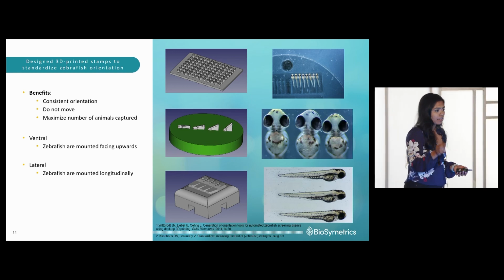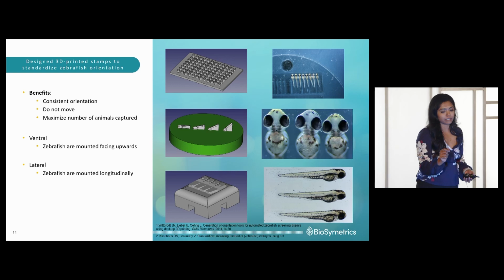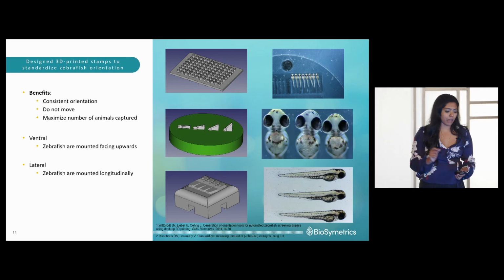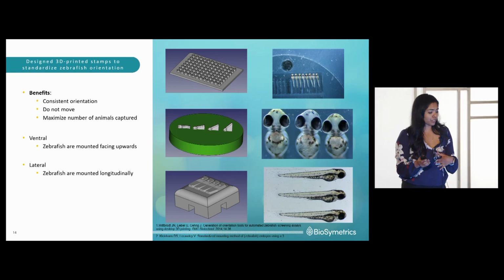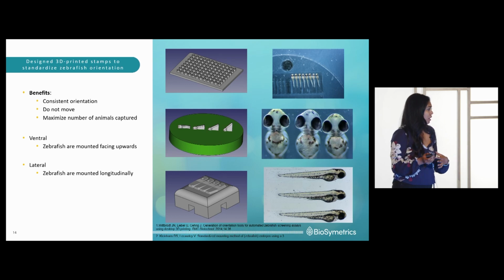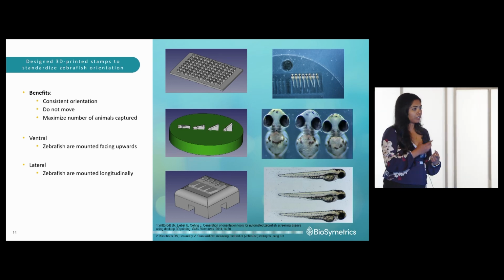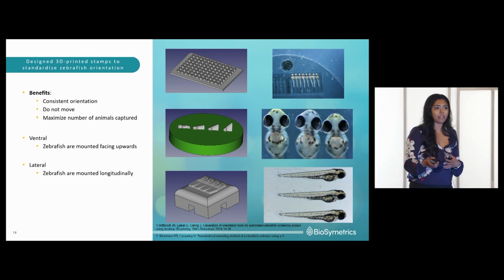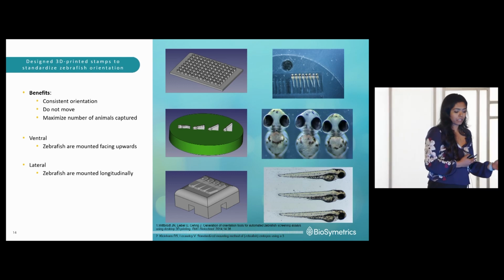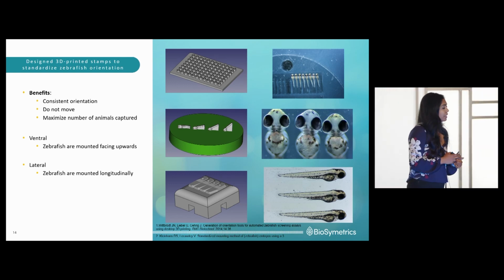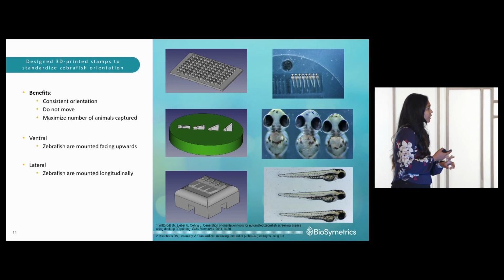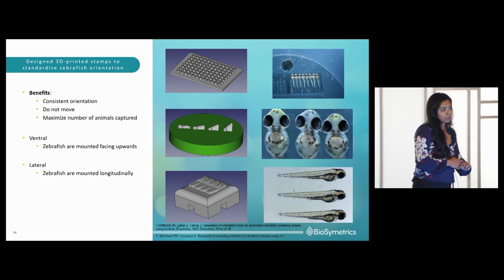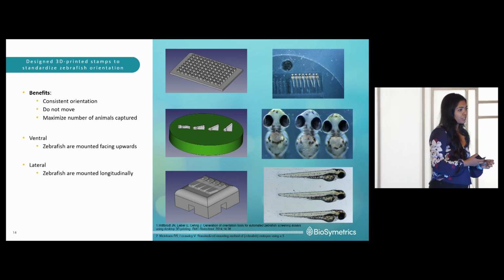So once that's done, the technician would be able to place the zebrafish onto these different mounts, and then the zebrafish should not move too much. You can still see blood flow, heart rate, etc., but the sporadic movements are basically gone. So the benefits of these, it's consistent in orientation, it does not move, and now we're able to maximize the number of fish without having to throw away any valuable data.